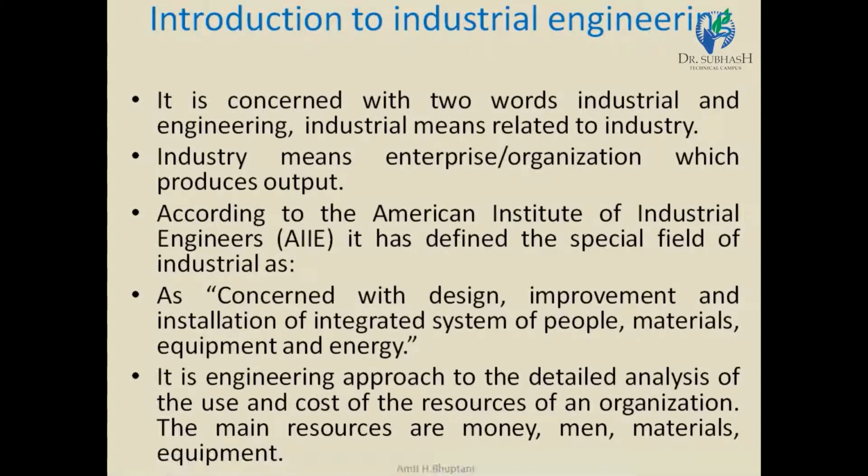So what is industrial engineering? Let us try to understand. It is concerned with the two main words, that is industrial and engineering. The word industrial is mainly related with industry. So what is industry? Industry is defined as an enterprise or organization which produces output. The output can be in the form of goods or in the form of distribution of services.